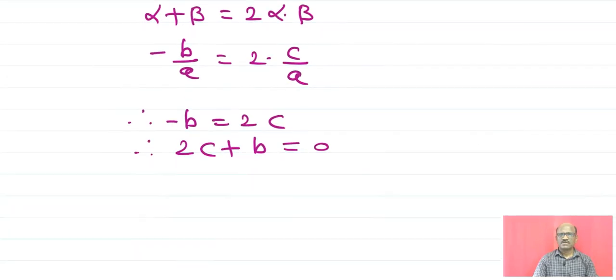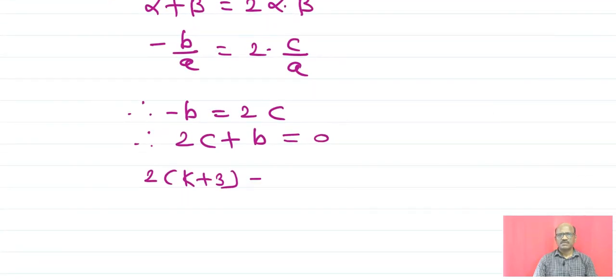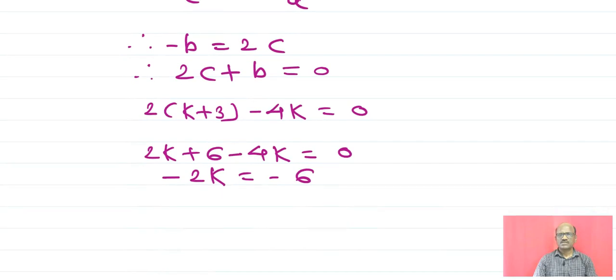Therefore, substitute the values. 2 in bracket (k plus 3) plus the value of b, minus 4k, equals 0. Therefore 2k plus 6 minus 4k equals 0. That is minus 2k equals minus 6. Therefore k is equal to minus 6 by minus 2. Therefore, k is equal to 3.